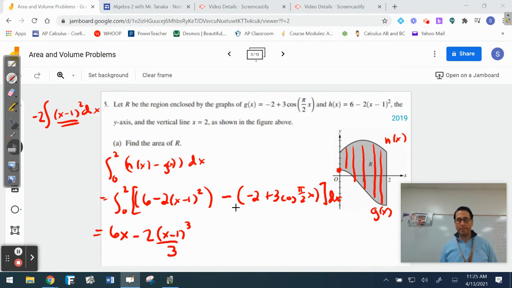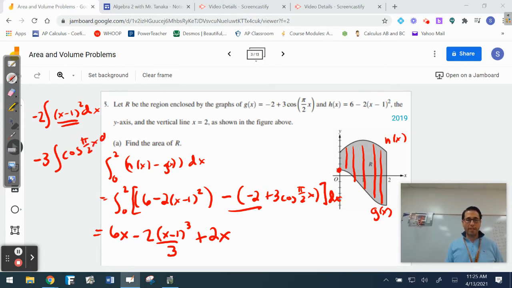And then here we go. We're going to subtract this stuff. Well, hopefully I'm not losing you here, but you have a negative and a negative, so that'd be a positive. And the antiderivative of a positive 2 would be a plus 2x, okay? And then that negative 3 goes. So once again, I'm going to come over here to the side, and it's going to be negative 3 that I'm going to bring outside, and then it'll be cosine of pi over 2x dx.